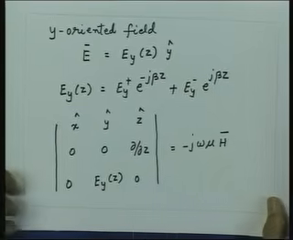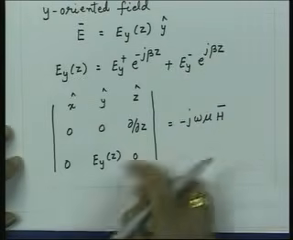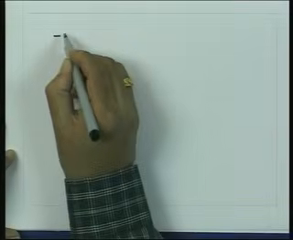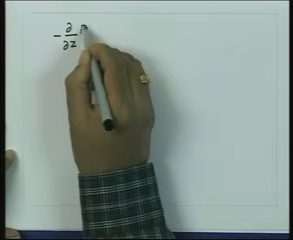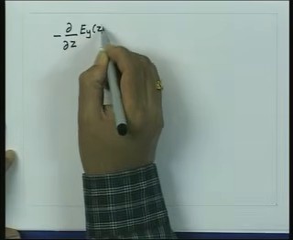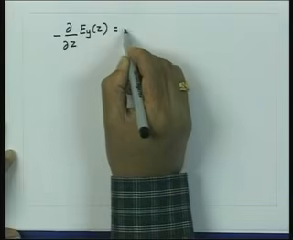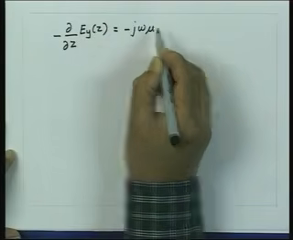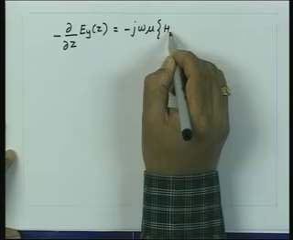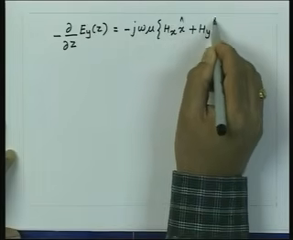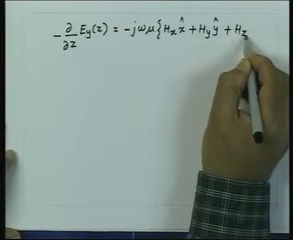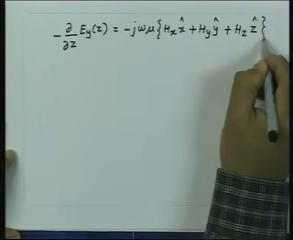So, from here I can get, this will be this minus this. So, minus d by dz of Ey. So, that will give me minus d by dz of Ey as a function of z, that will be equal to minus j omega mu into hx x plus hy y plus hz z.